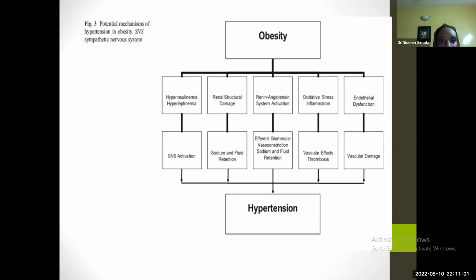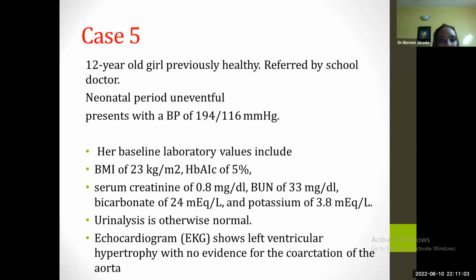Case 5. This is a 12 years old, previously referred by the school doctor, neonatal period uneventful, presenting with very high blood pressure. It is 194/116 millimeters. Our laboratory values include a normal body mass index, normal hemoglobin A1C, normal urea and creatinine, normal bicarbonate, and normal potassium and urine microscopy.